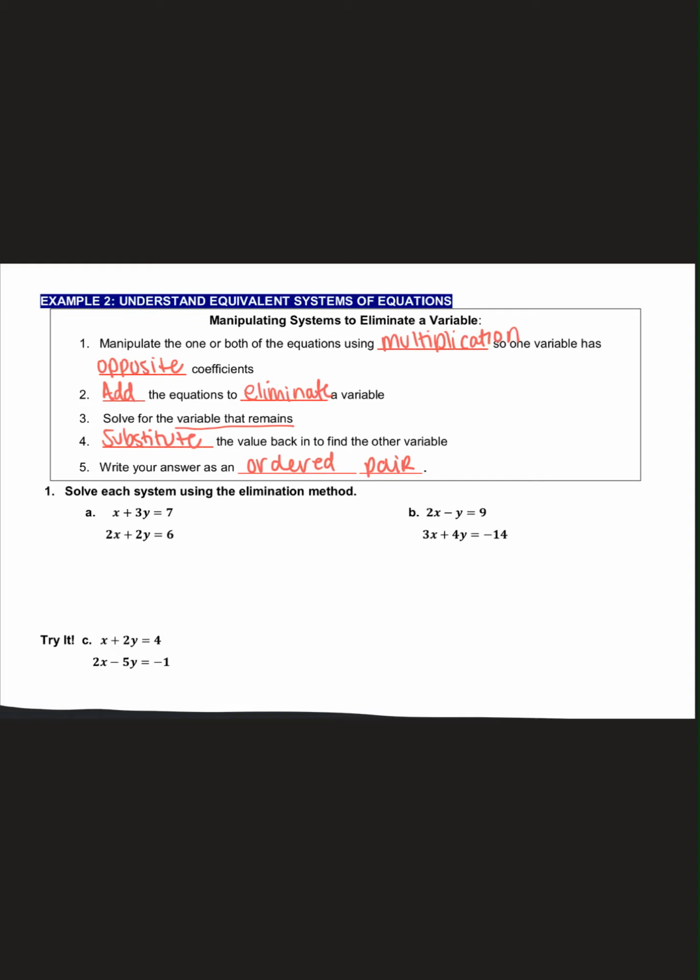All right, so part 1 of example 2. It says to solve each system using the elimination method.